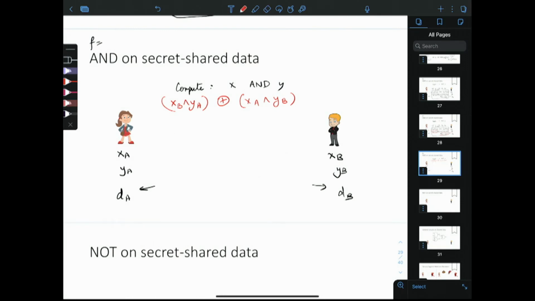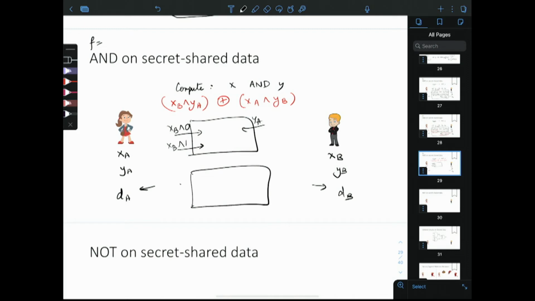The way to do this is to run two OT protocols. One into which Alice sends XB AND 0, XB AND 1, and Bob sends YA. The other into which Alice sends XA AND 0, XA AND 1, and Bob sends YB. Now Bob gets XB AND YA, and here Bob gets XA AND YB. Alice doesn't know XA. Oh, sorry. You're right. Alice doesn't know XB. Sorry. Thank you. Alice knows YA, so she should be setting this to YA AND 0. Bob inputs XB and gets. You're right. Thank you.